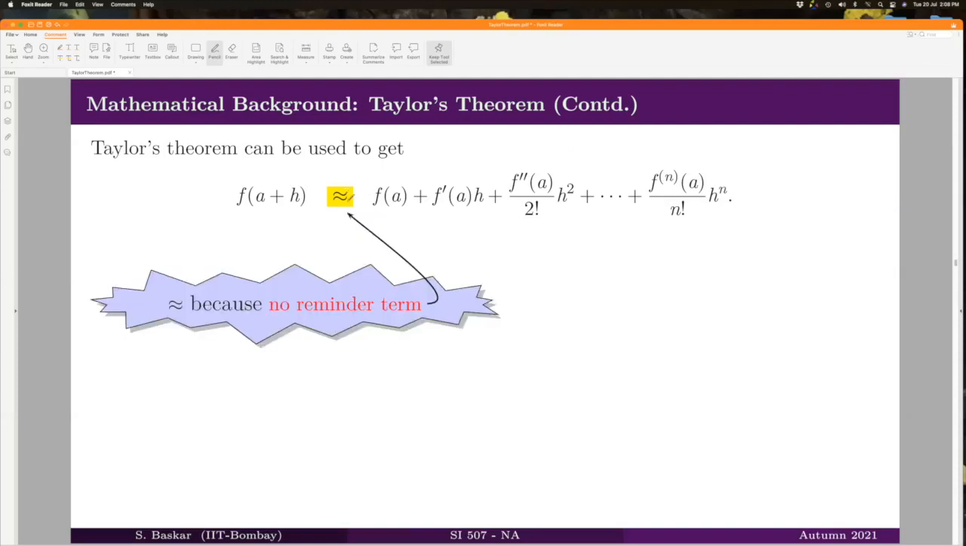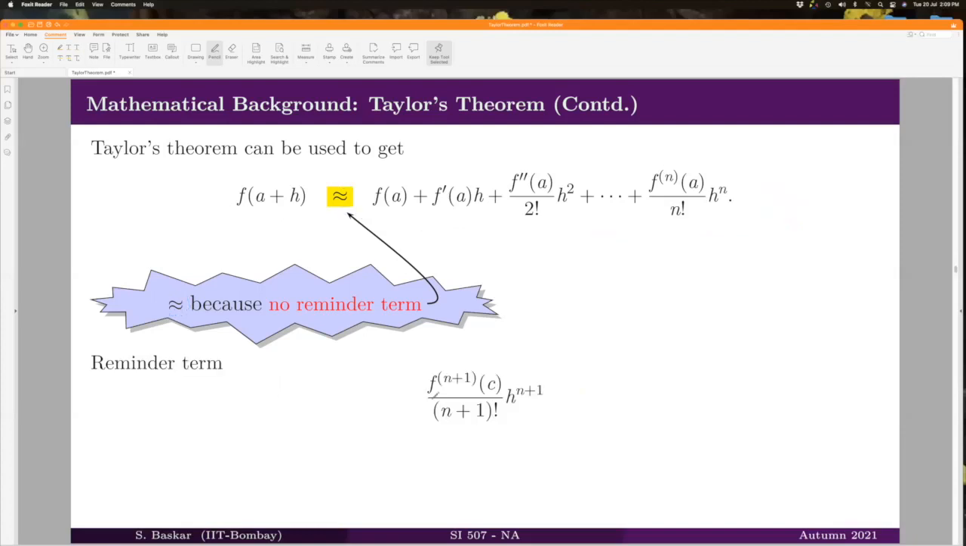So as you know, why I have put approximately equal here is because there is no remainder term. If I would have had a remainder term here, I would have got an equal sign here, right? I would have got an equal sign if I would have had a remainder term also written. You have to be careful while writing these expressions. Wherever the approximation is applicable, you have to put the approximation symbol, not the equal to symbol.